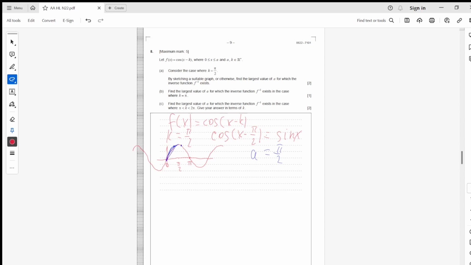For the next graph, let's just sketch a cosine graph this time, but shifted by pi, so it would look like this.